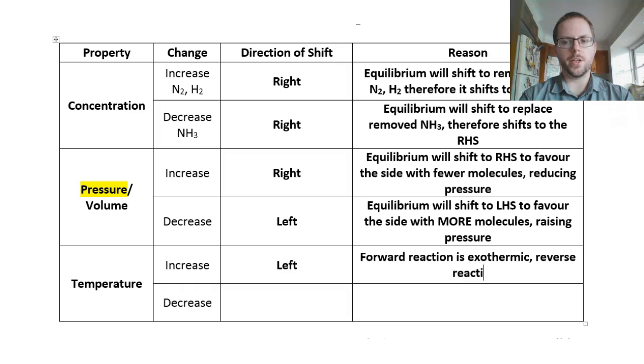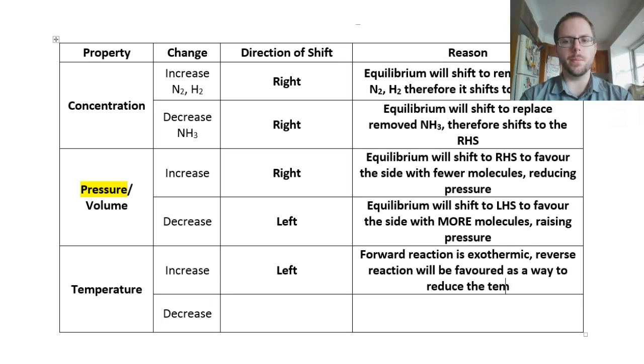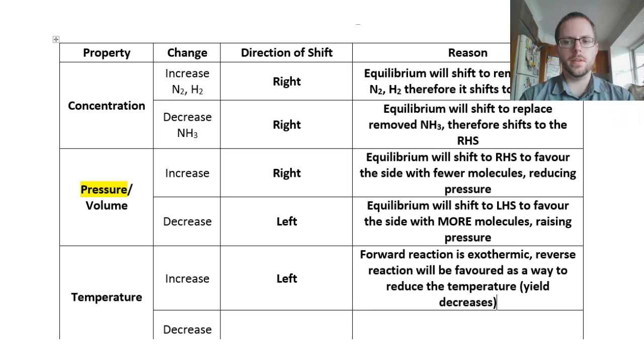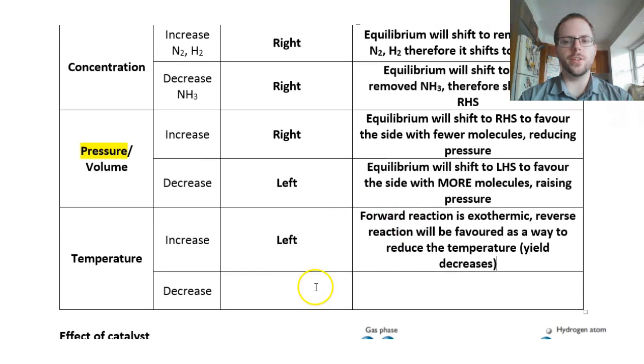The reverse reaction will be favored as a way to reduce the temperature. So that means that yield decreases, because we are shifting back towards the left, we're getting less ammonia forming in this situation. So our yield goes down.